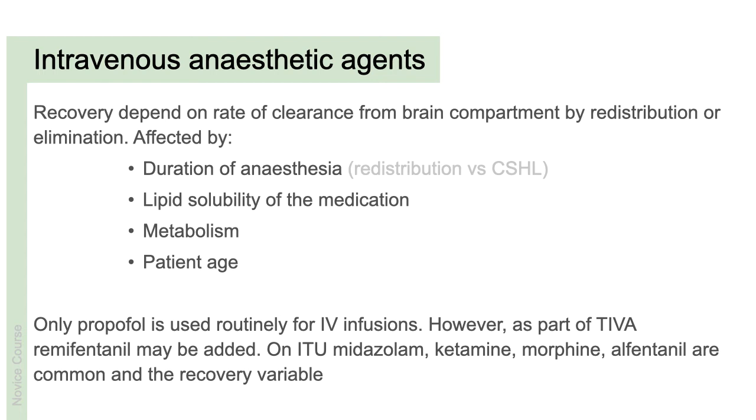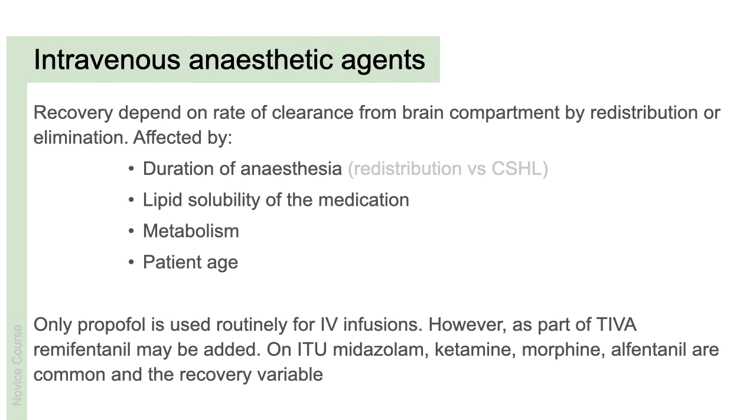So the patient will fall unconscious within one arm-brain circulation, and then the concentration of the propofol in the blood will rapidly start to decrease as it gets redistributed to other tissues. So the rate of recovery from a bolus is determined by redistribution. If you have a patient who's on an infusion, so you've already induced them, they're now being maintained on propofol, then their recovery is dependent on the elimination of that drug.